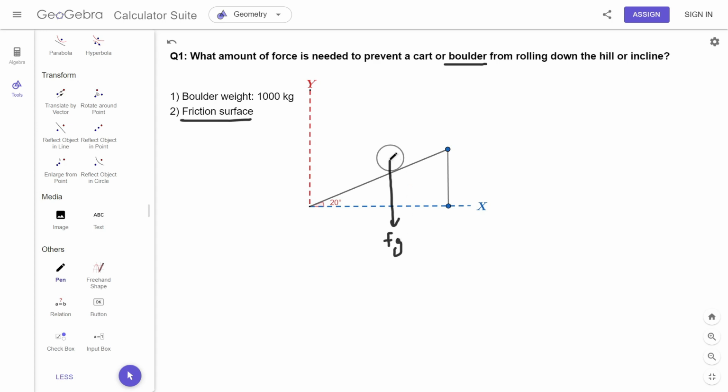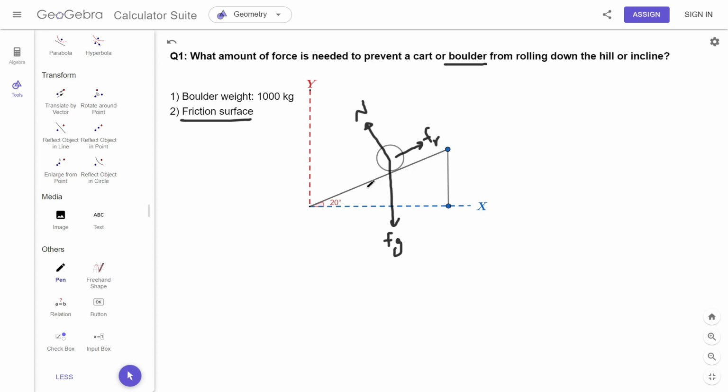Next, there's the normal force, which is perpendicular to the surface of the incline. Given that the inclined surface is frictional, we also need to account for the frictional force. The friction force always opposes the direction of motion. In this case, it acts against the boulder rolling down the incline, which is essentially the x component of the gravitational force projected onto the incline, as we saw in the previous example. Let's denote the frictional force as Fr.